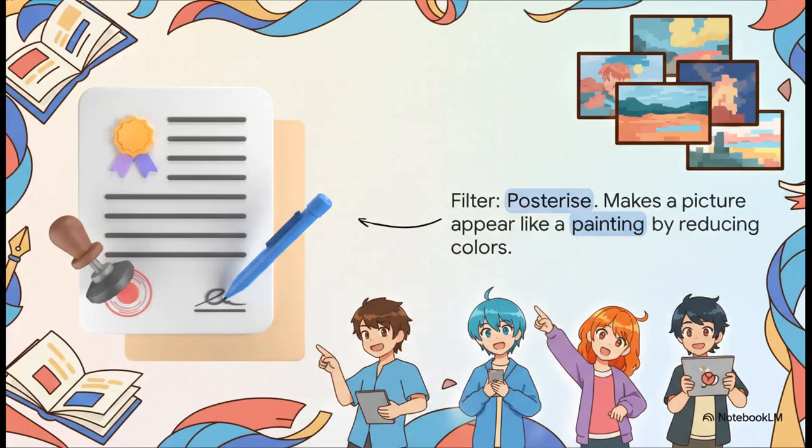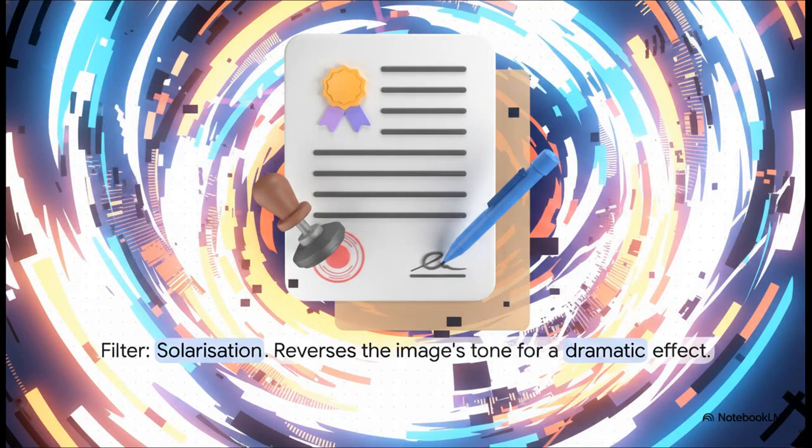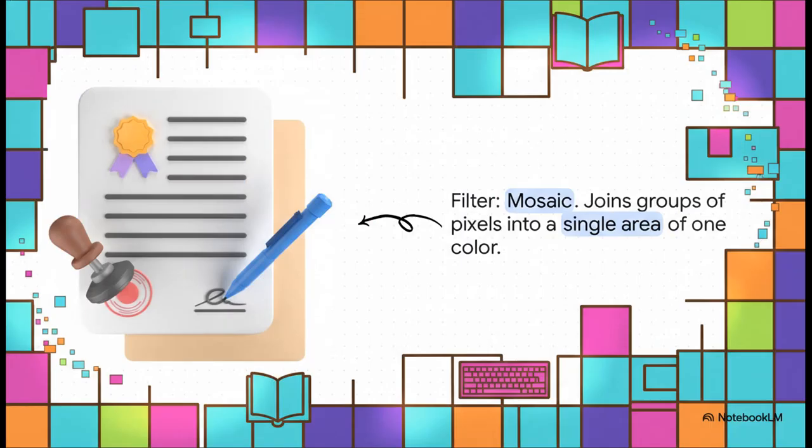You ready? First up, Posterize. This one reduces the number of colors in your image, giving it this really cool, graphic, almost painted kind of look. Next up, Solarization. This filter flips the image's tones around for a super dramatic, almost surreal kind of effect. It's very cool. And finally, check this out, Mosaic. This is a really fun filter that groups pixels into these little single-color squares, basically turning your photo into a digital mosaic. It's a great way to add a unique, abstract touch.